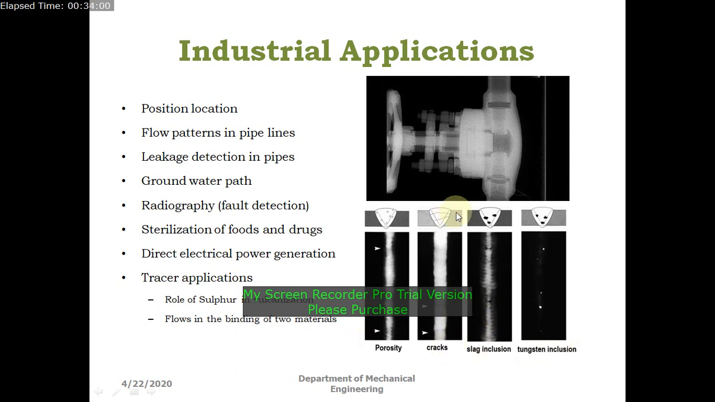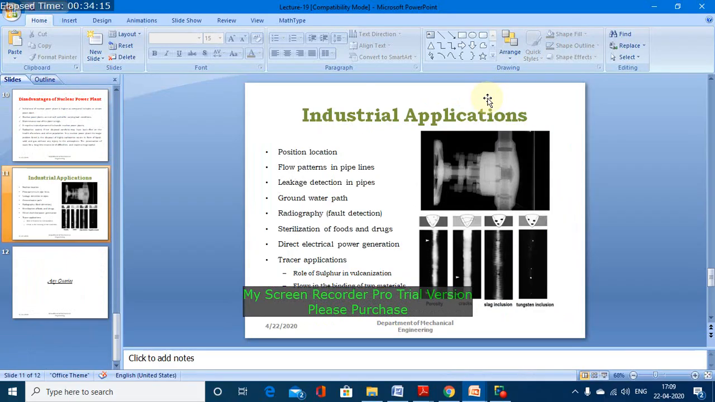Like this, we can use the radiation which is coming out of radioactive material for testing the performance of either processes or even fabrication techniques also. Like this, we can use radioactive materials.